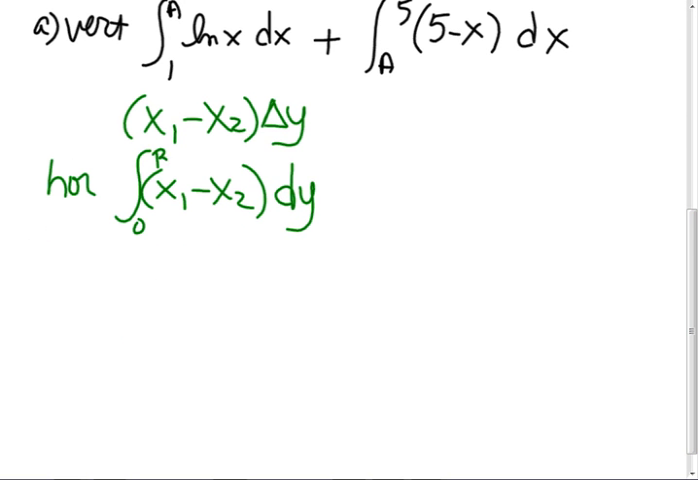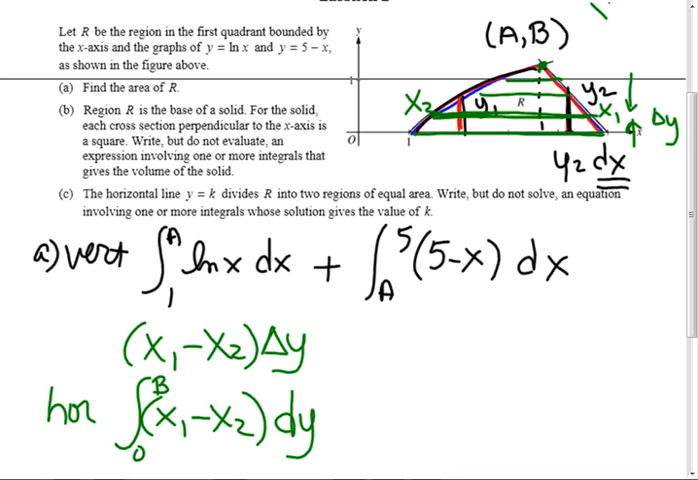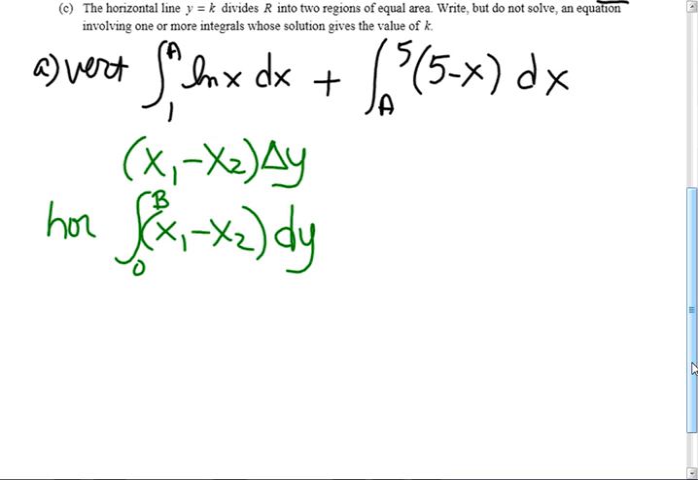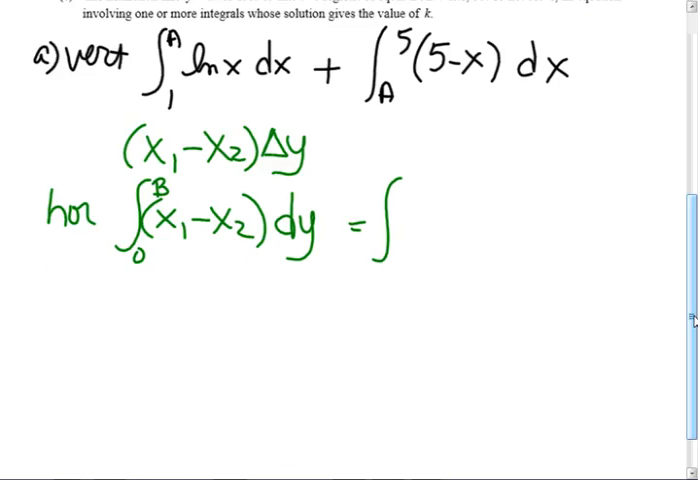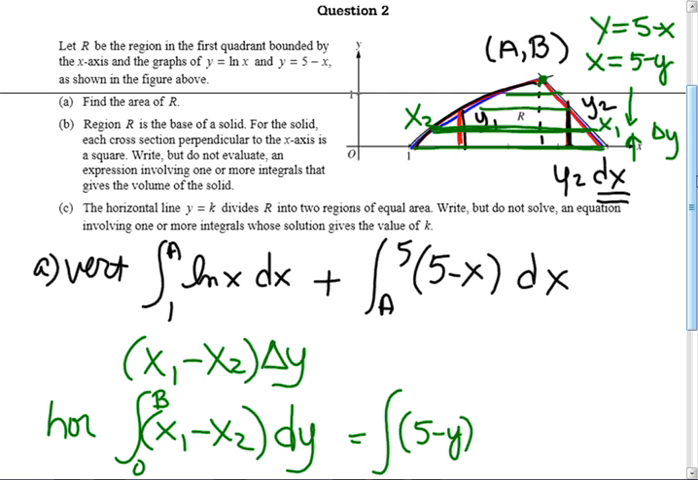Now, the hard part here is you have to solve for x in terms of y. This one's not bad. Y equals 5 minus x, although that's probably one I mess up on. What's x equal to? 5 minus y. Okay, so this is going to be the integral of, and that's the bigger x value. It's 5 minus y, I know that's the bigger one because it's further to the right. Your x values get bigger as you go to the right, right?